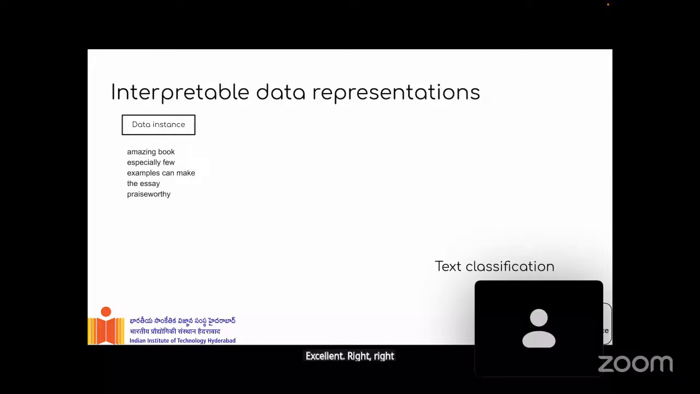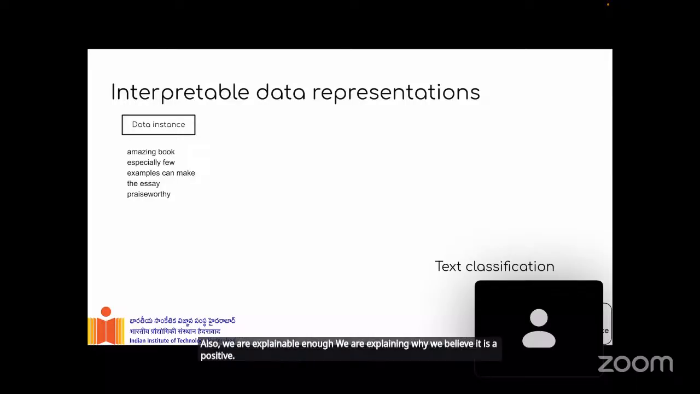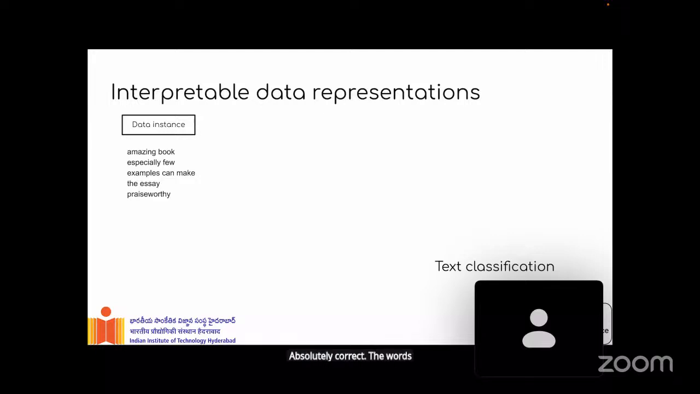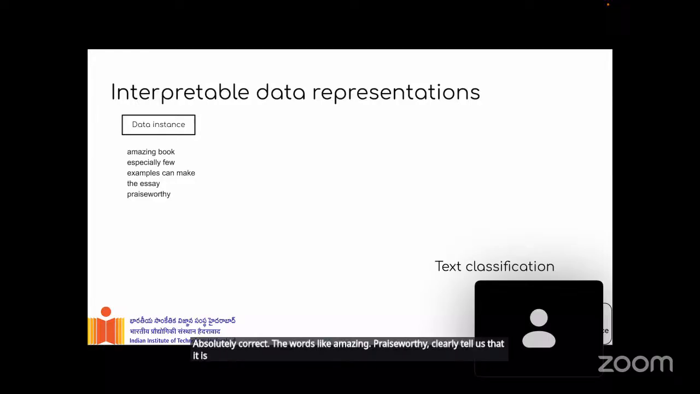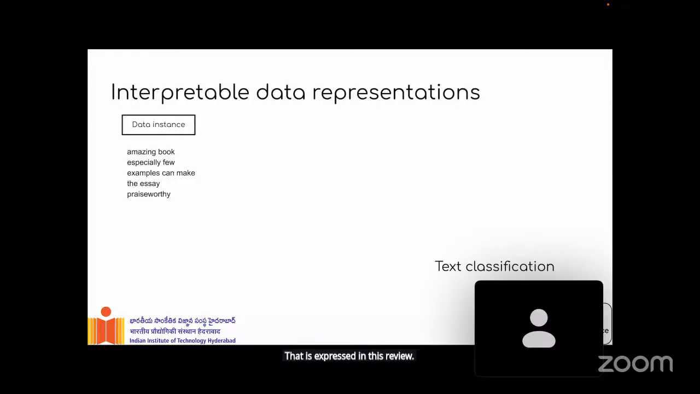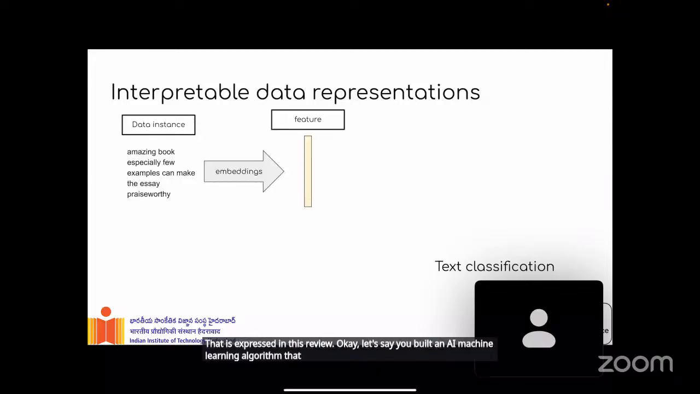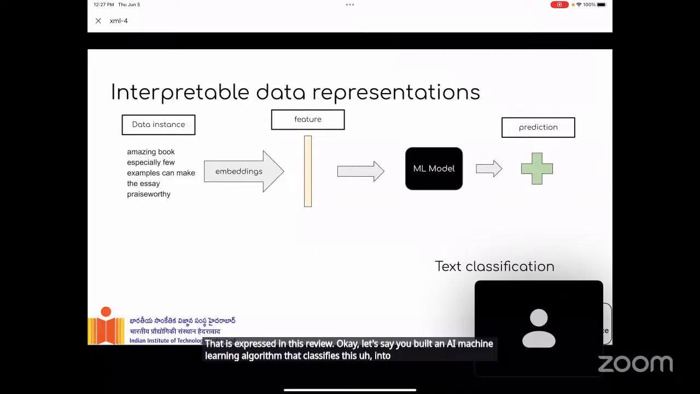Right. That's as simple as that. Because we are intelligent enough, we can classify it correctly. Also, we are explainable enough. We are explaining why we believe it is positive. Absolutely correct. The words like amazing, praiseworthy clearly tell us that a very positive sentiment is expressed in this review. Okay, let's say you built an AI machine learning algorithm that classifies this into positive, negative, neutral.